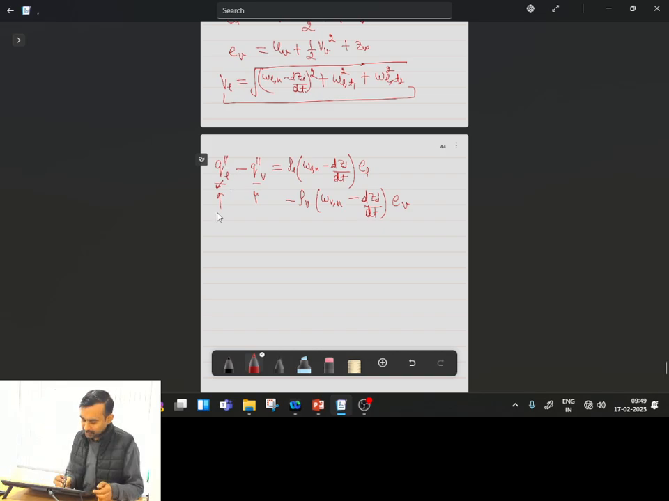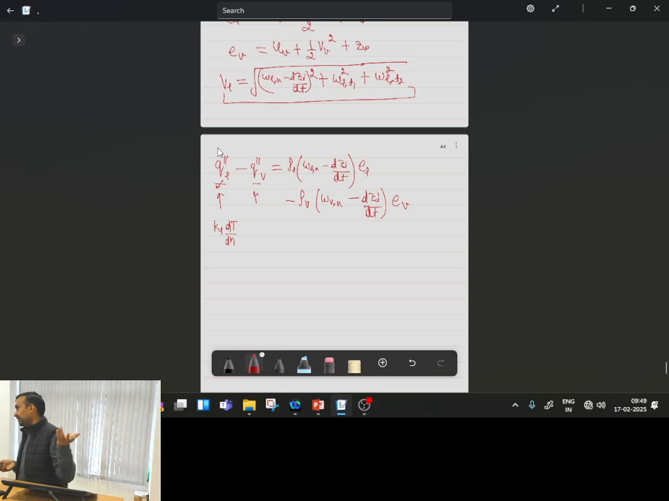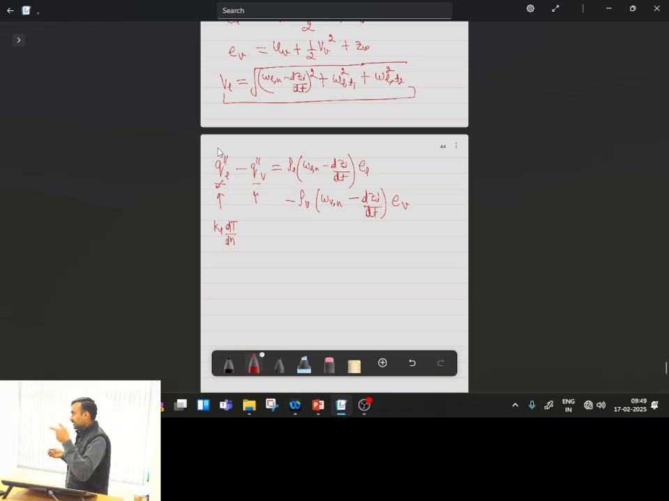If the gradient of temperature is known, then I can write KL into dT by dN, because this heat flux we are calculating in the normal direction. Again, heat flux is a vector quantity, so it is direction dependent. In which direction are we calculating this heat flux? Normal to the interface.